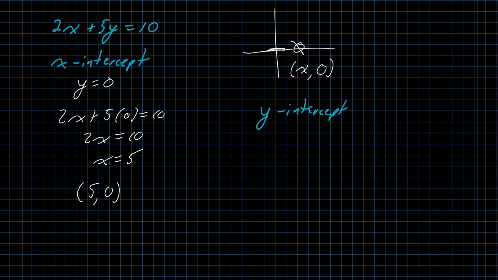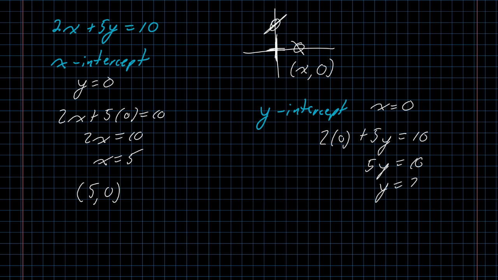The y-intercept is the point where x is equal to 0, right? To cross the y-axis, you have to be where x is equal to 0. So I plug in 0 for x. I solve for y, and I get that y is equal to 2. (0, 2) is the y-intercept of this graph.